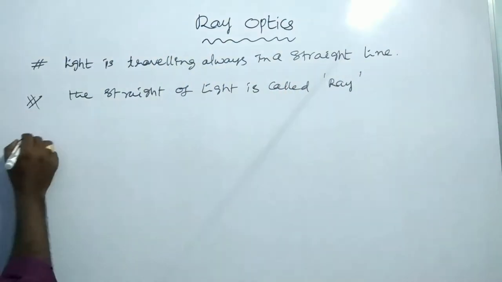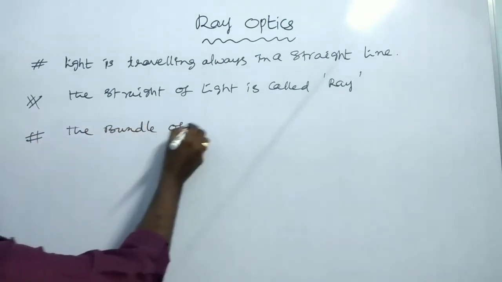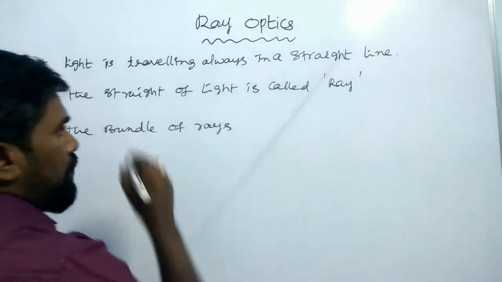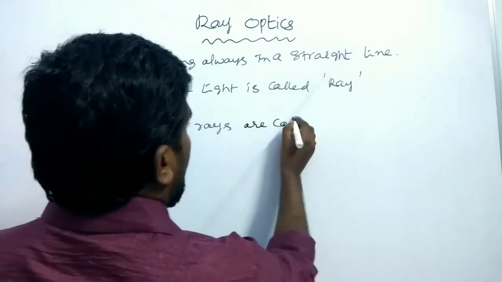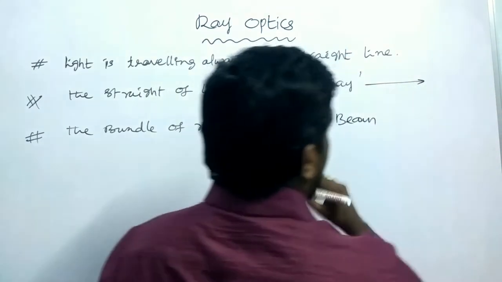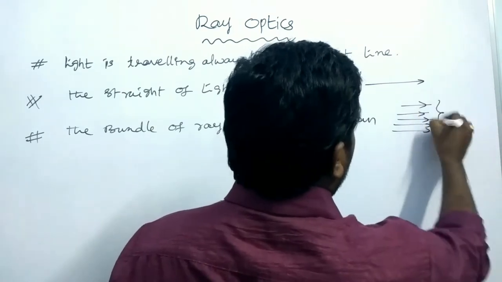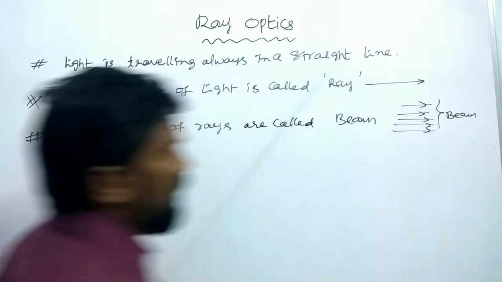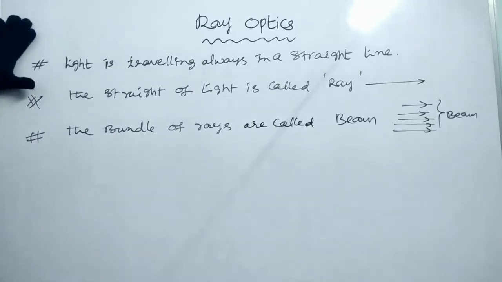A bundle of rays is called a beam of light. So this is the ray, and the bundle of rays is called a beam. Okay, so this is about light. And now we have to study the reflection of light.